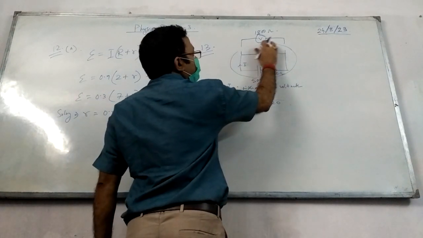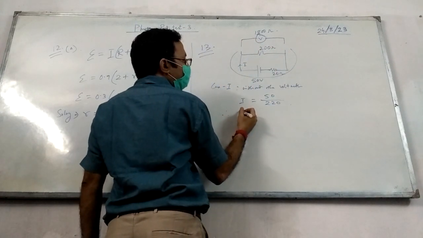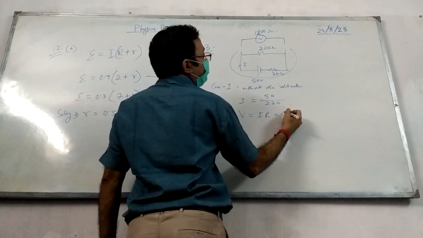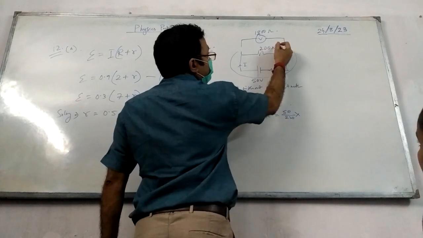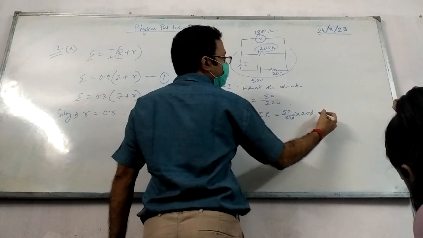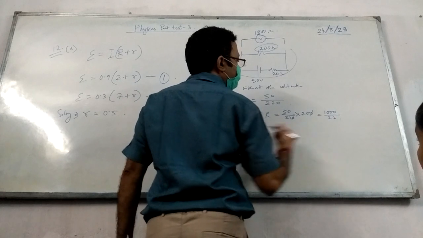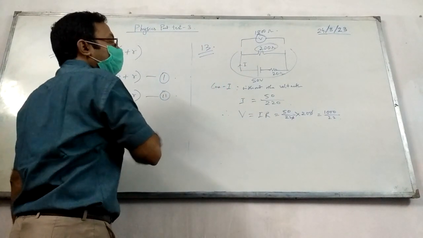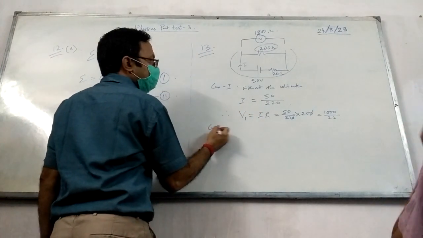Now, what is the potential difference across this? Therefore V equal to I into capital R, that means I into R is 50 by 220 into 200, which is 1000 by 22. Okay, this was V1.